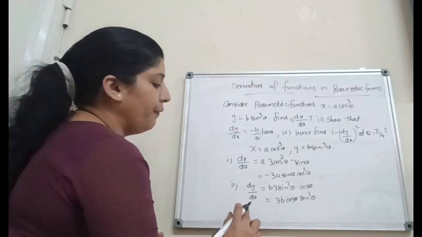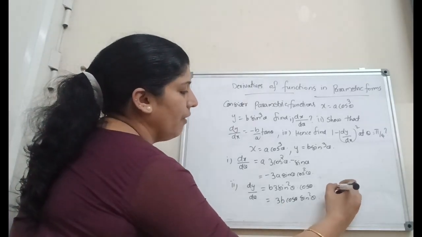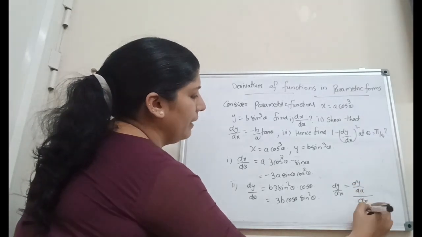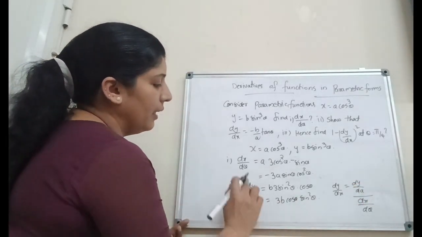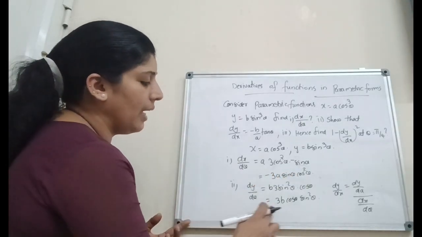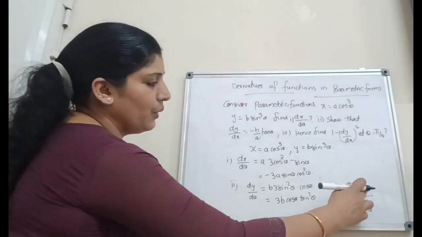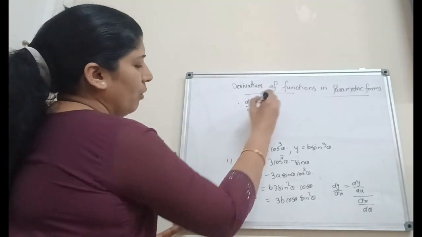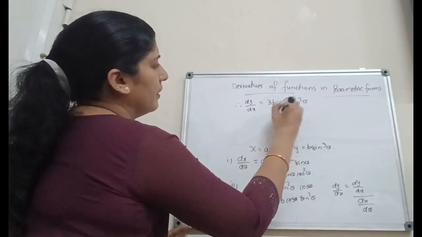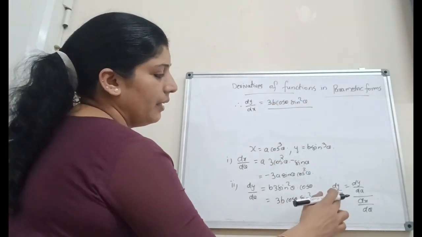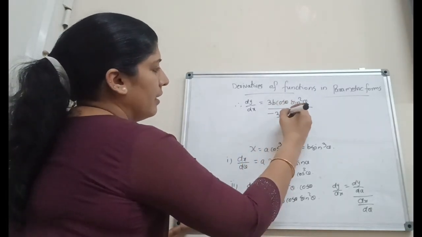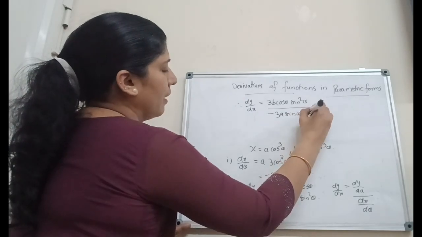Next, we have to find out dy by dx. That is dy by dx equal to what? Dy by d theta divided by dx by d theta. Now here dx by d theta is minus 3a sin theta cos square theta and dy by d theta is 3b cos theta sin square theta. Then substituting here, dy by dx equal to 3b cos theta sin square theta divided by dx by d theta, that is minus 3a sin theta cos square theta.